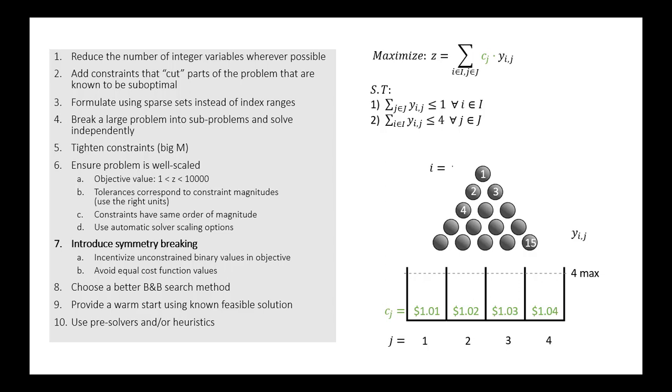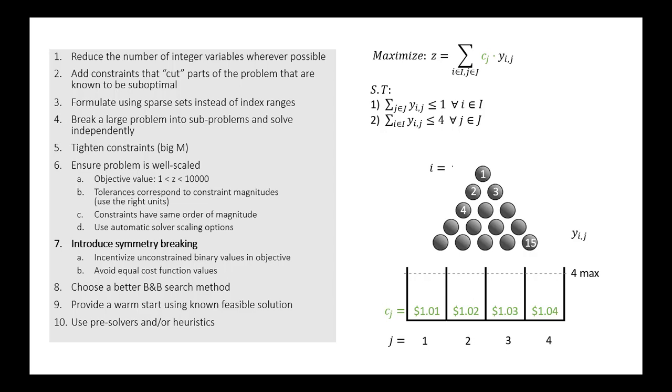So there's actually a couple aspects of symmetry here that we need to worry about, but the first symmetry is that there's no preference for the bin, right? All bins are kind of created equal. So let's start by introducing a cost parameter, which we'll call C sub j, and it is the cost of placing a ball in a bin. And we're trying to maximize the objective function value here.